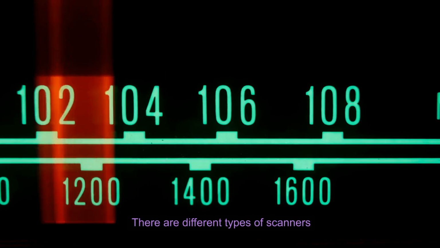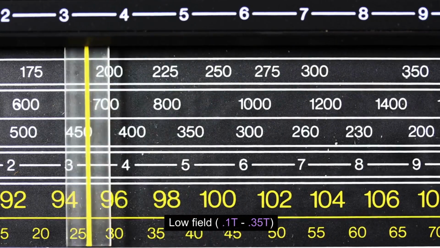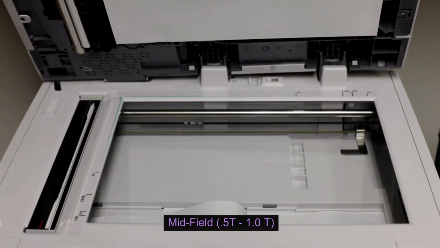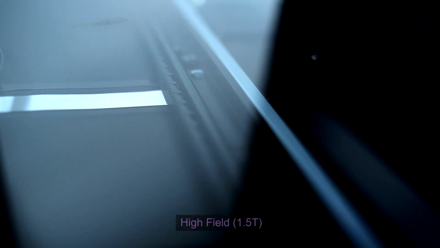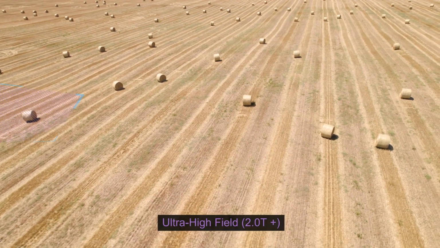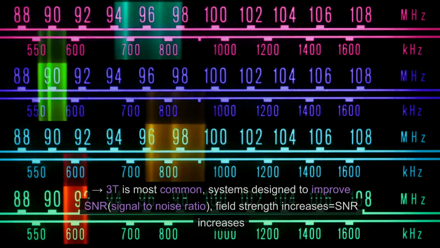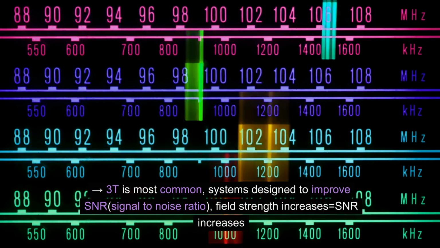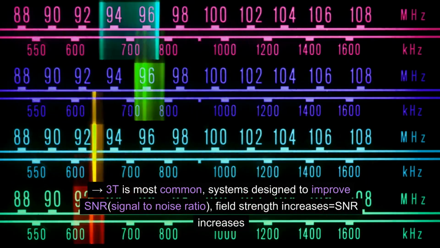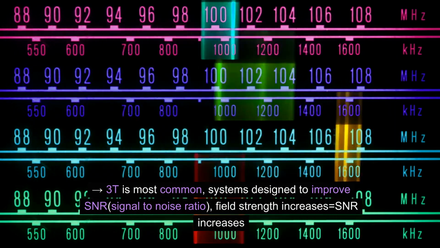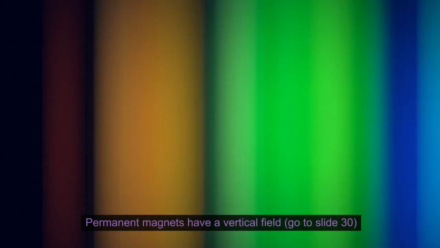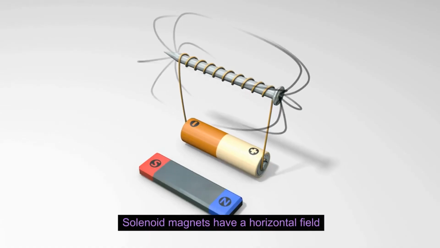There are different types of scanners. Low field: under 0.5T. Mid field: 0.5T to 1.0T. High field: 1.5T. Ultra high field: 2T and above. 3T is most common. Systems are designed to improve SNR, signal-to-noise ratio. As field strength increases, SNR increases. Permanent magnets have a vertical field. Solenoid magnets have a horizontal field.